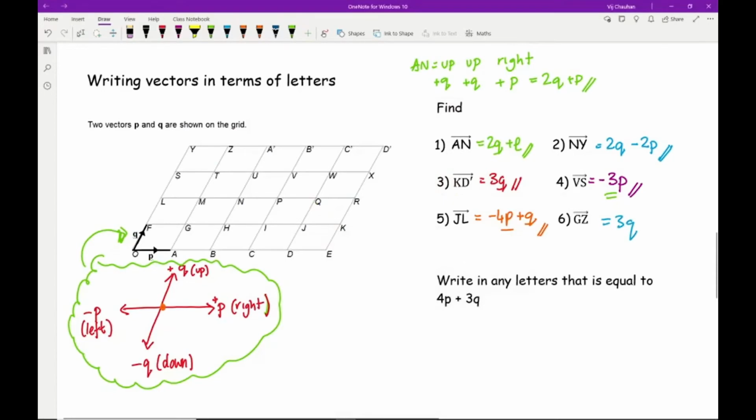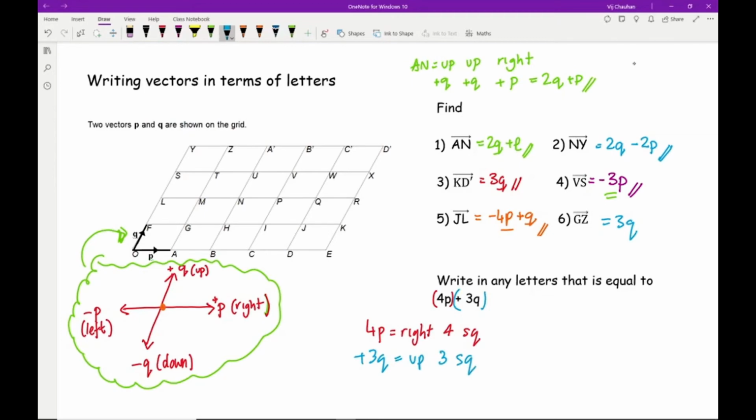Now with this second question, the question says to write down any letters that is equal to 4p plus 3q. First things first, let's translate what 4p actually means. Well, 4p means we're going right 4 squares, and 3q means we're going up 3 squares.